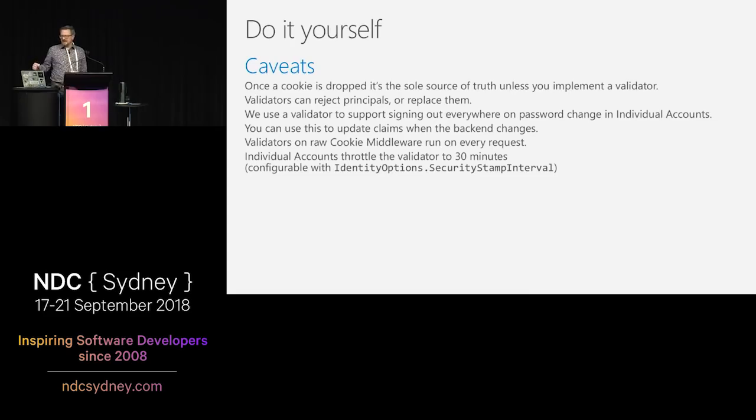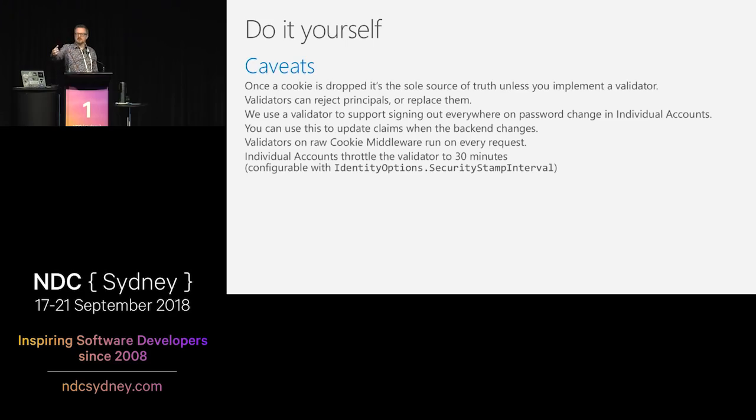So once you drop a cookie, it is the sole source of truth. Because the services will kick in and rehydrate every single time, we are not going back to a database every single time, because that would be horrible in terms of scalability. But the cookie service has the concept of a validator. And in the validator, you can go back to a backend database yourself. So say, for example, you have an HR system. You may well want to go back to a database and check that the user has not been fired in the last 5 minutes. You probably don't want to do this in every single request, because like I say, it's going to kill scalability. But we have validators that can reject the principal that has been rehydrated from the cookie, or it can even replace them.